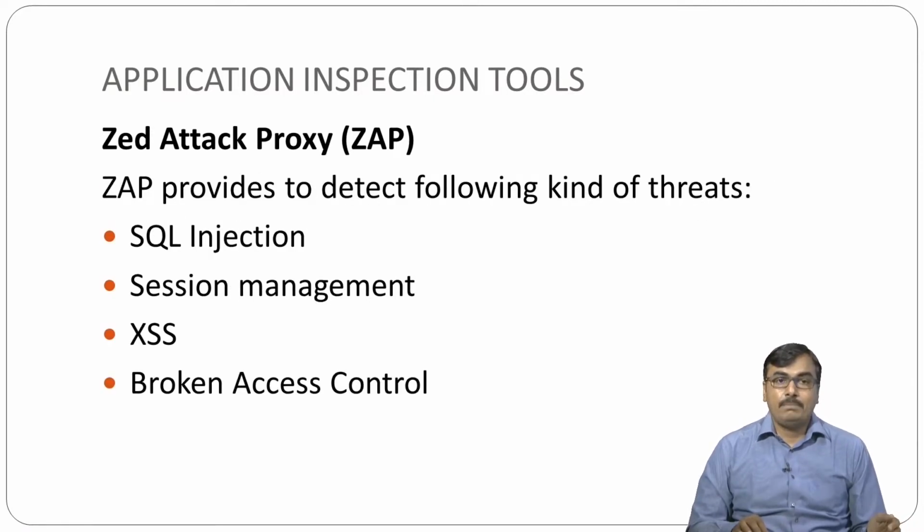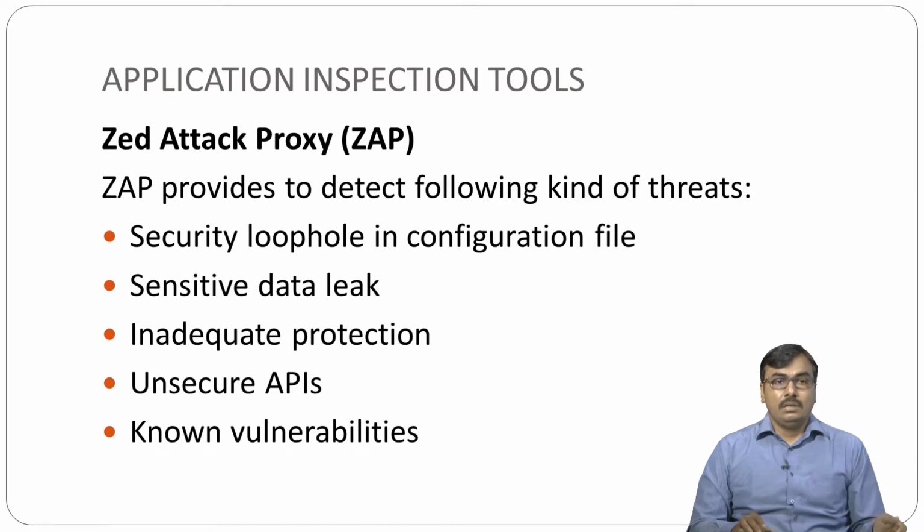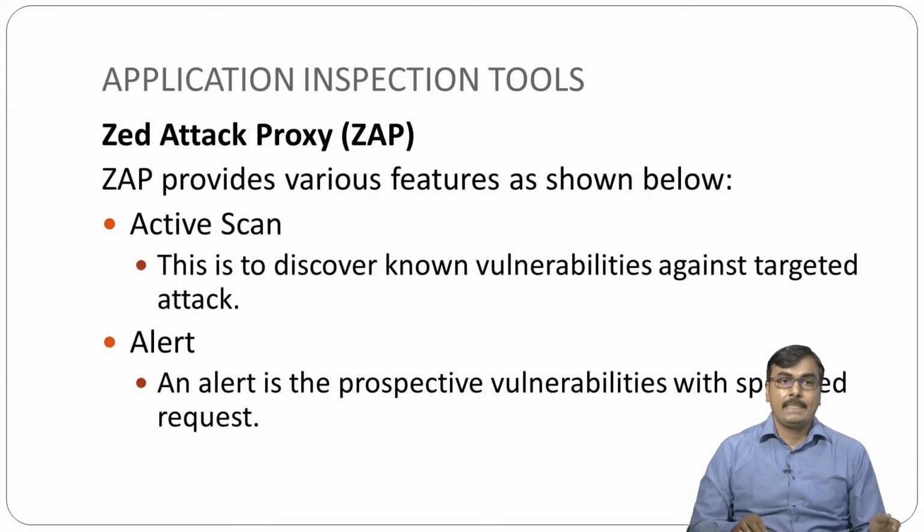Basically, ZAP helps to detect the following kinds of threats like SQL injection, session management, cross-site scripting attack, broken access control, then security loopholes in configuration files, sensitive data leak, inadequate protection, insecure APIs and very well known vulnerabilities.